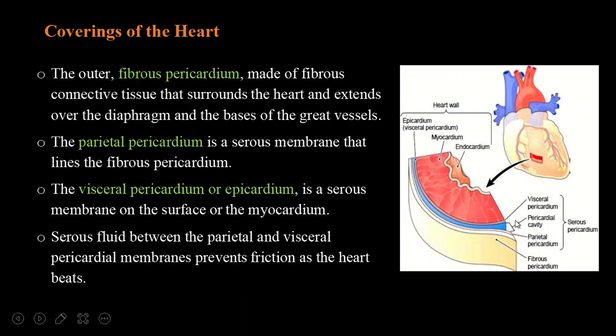And between the visceral pericardium and the parietal pericardium is the pericardial cavity where there is a serous fluid. May fluid dito sa gitna ng visceral pericardium and parietal pericardium. Dito sa pericardial cavity, itong blue. So this serous fluid prevents friction as the heart contracts. So this fluid prevents friction sa heart pag nagbi-beat siya or nagko-contract.